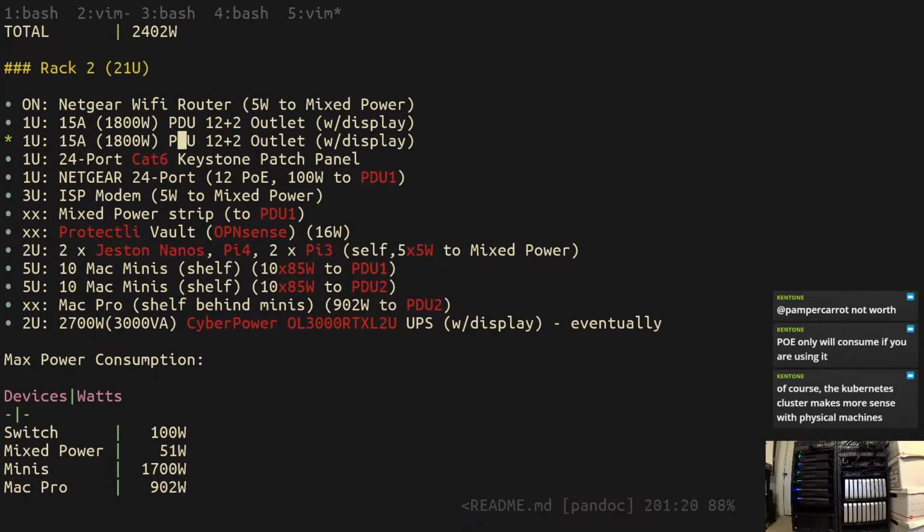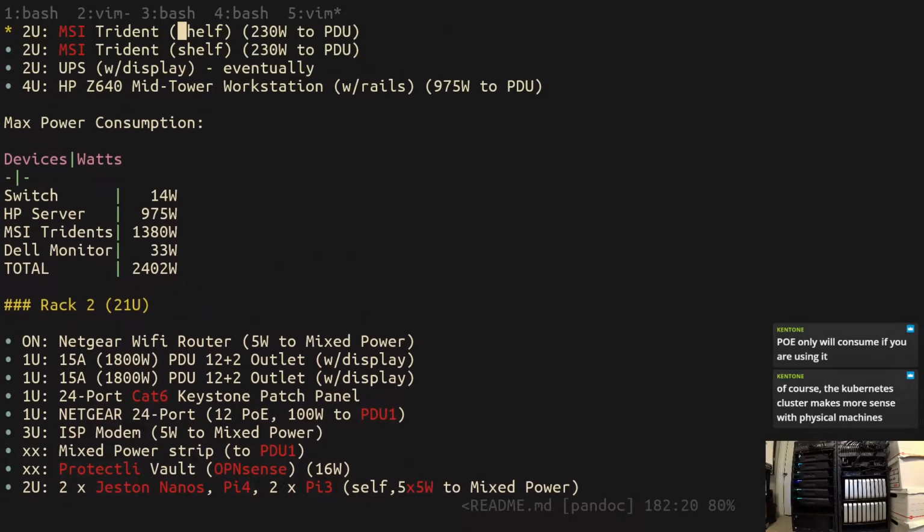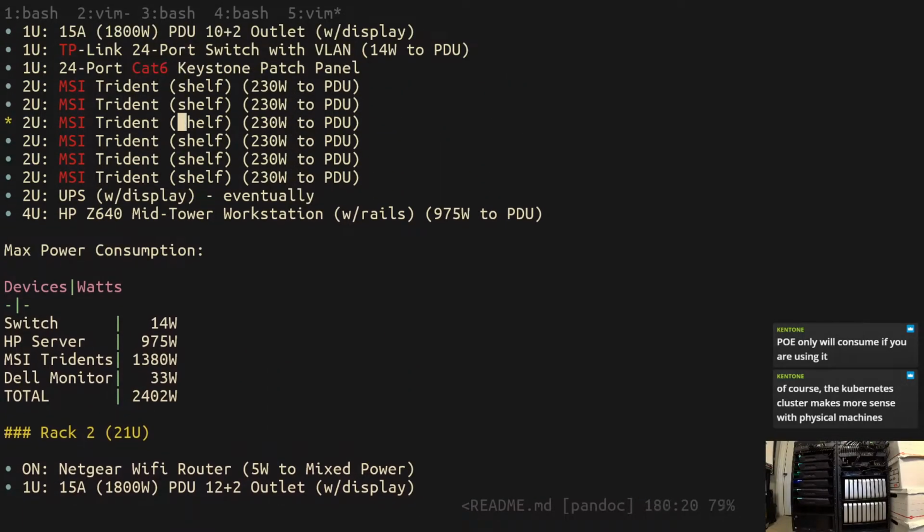But right now, most of my stuff is idling, so I don't need to have it. Yes, it's burning power and I'm killing the environment. Okay, I don't care. I'm sorry. I'm doing stuff with it, I promise. This is almost exactly 2400 watts, which is 20 amps. That's a 20 amp circuit.